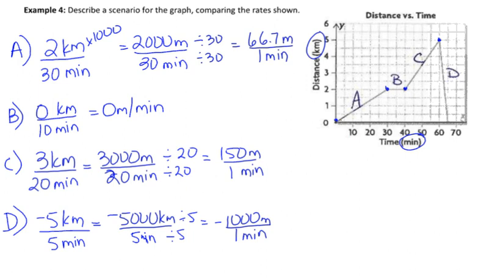I just did that orally for you guys. Your scenario could be totally different than mine, just as long as it's explaining, well, how am I in comparison to 1 minute? How do I go 66.7 meters in 1 minute, then 0 meters in a minute, to 150 meters per minute, and then negative 1,000 meters per minute? So what could be happening in each of those?